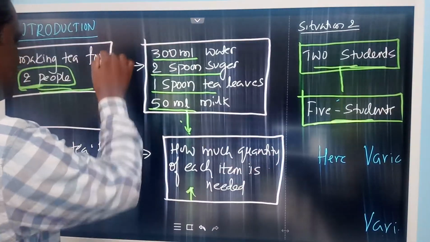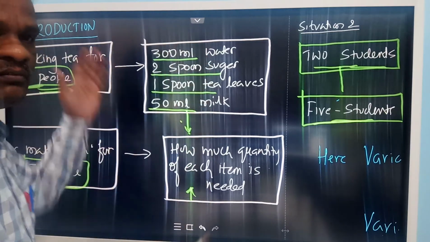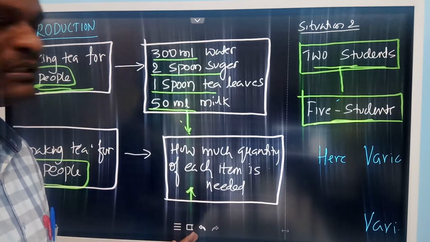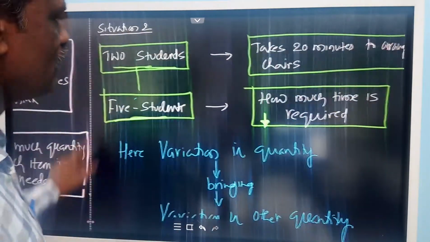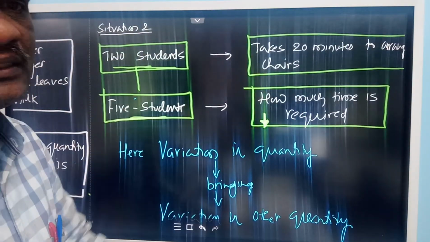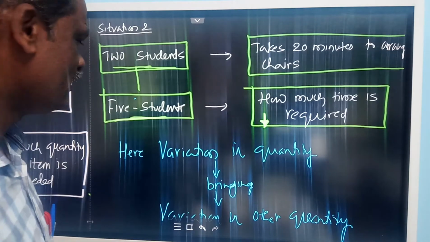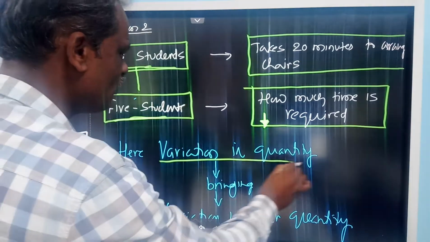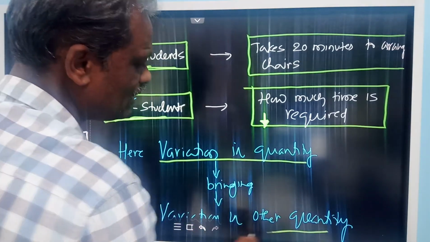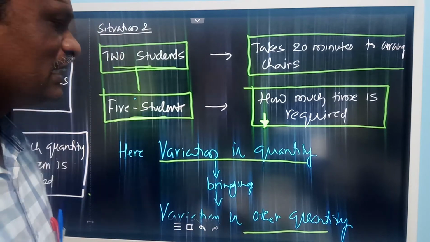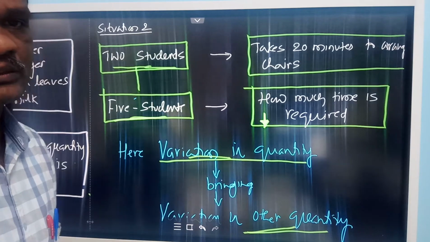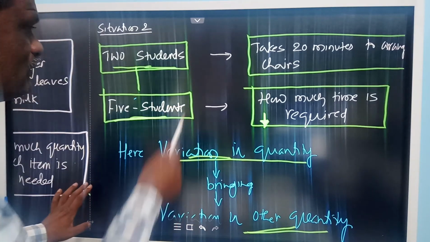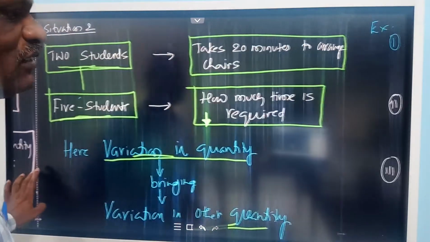But here this is increasing and here also increasing. One quantity increasing, the other quantity also increasing. In the second situation, we are seeing that if one quantity is increasing, the other quantity is decreasing. So the variation in one quantity brings variation in the other quantity also. Let us see what we name this type of example.